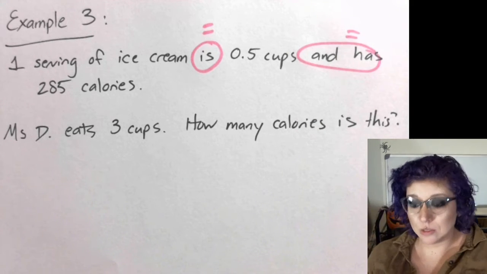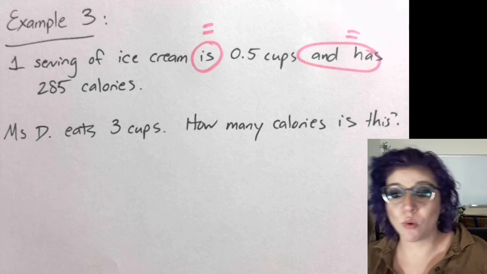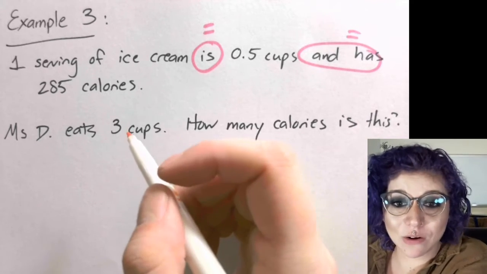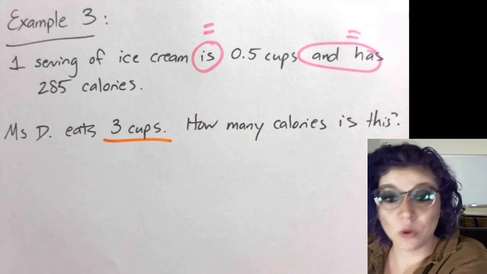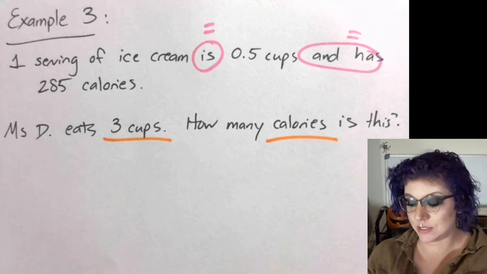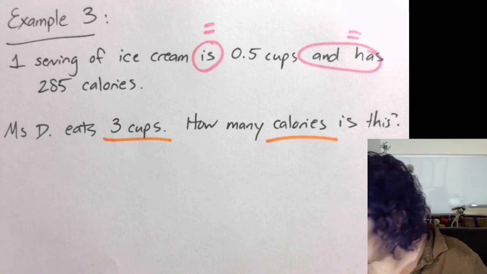So what we're going to do is stepwise write down these conversion factors and figure out how to go from what I know to what I want. So cups to calories. Let's write these conversion factors first.